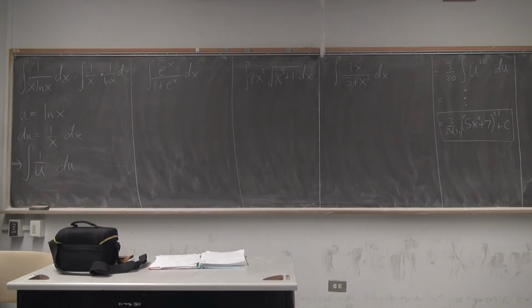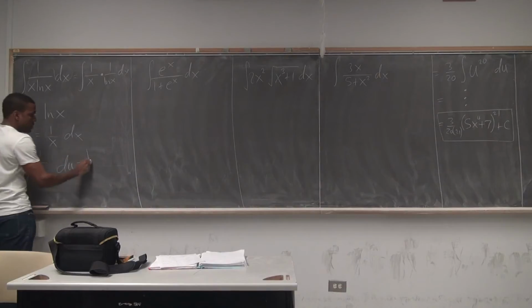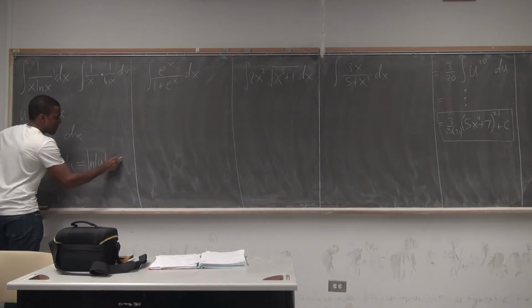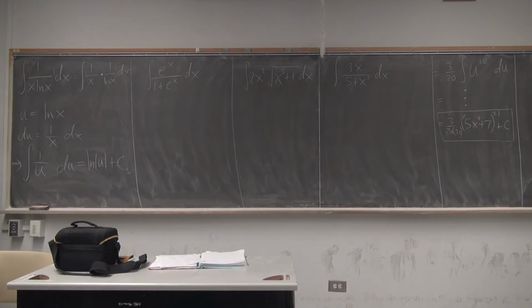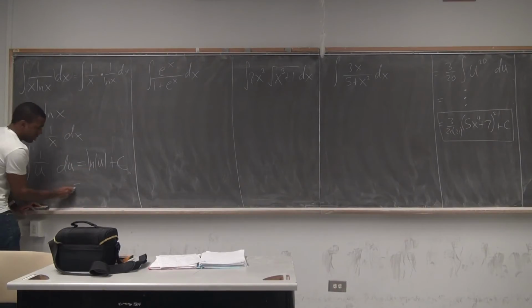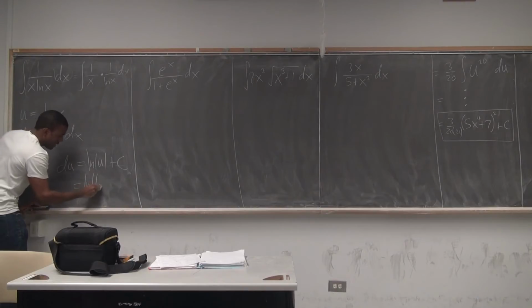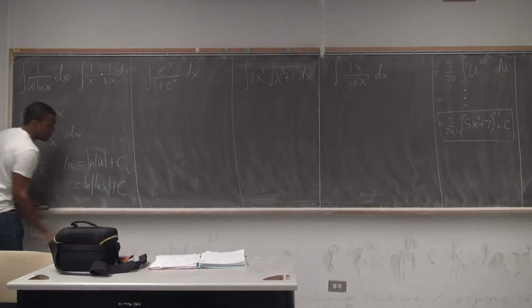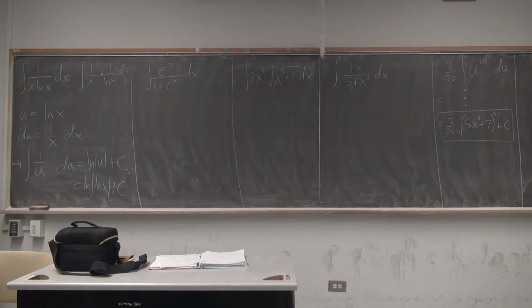Now this looks like a basic rule. What's the antiderivative of 1 over u? It's just ln of u. That's the rule. Well, what is u? u is ln x. So I get ln of ln x. That's the answer.